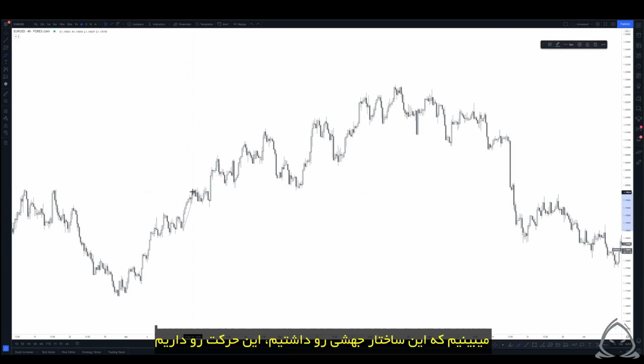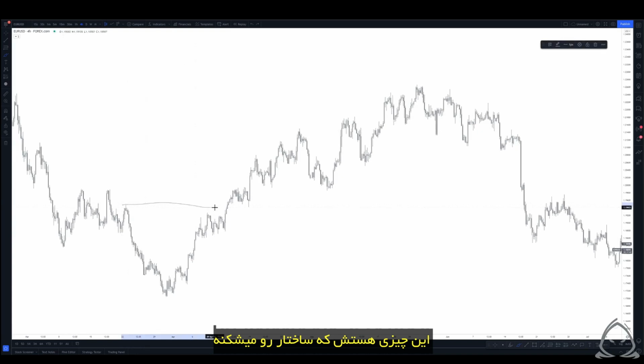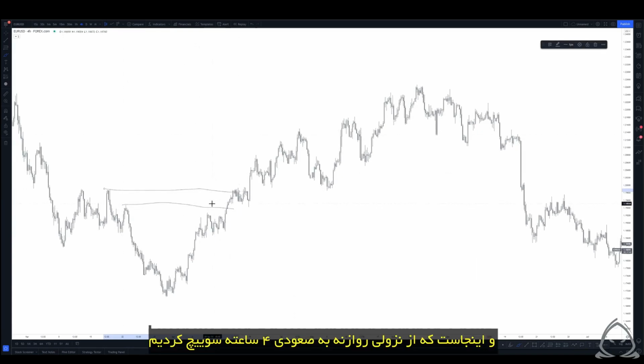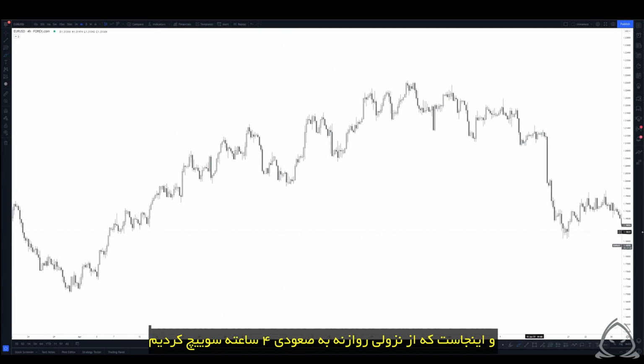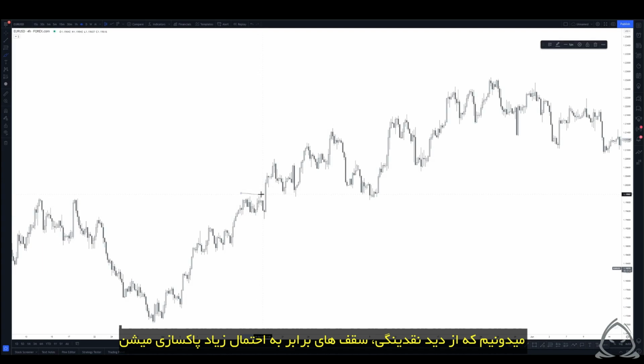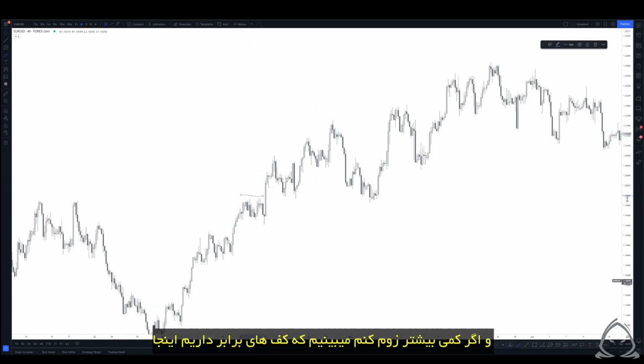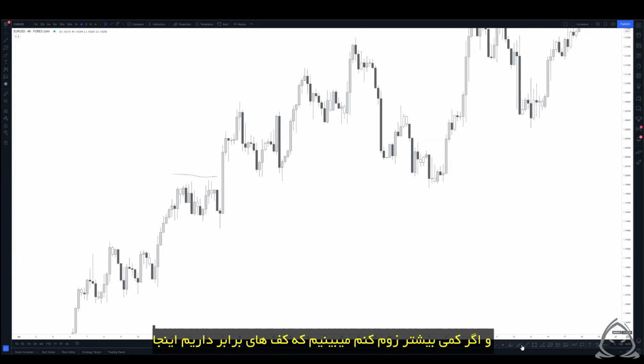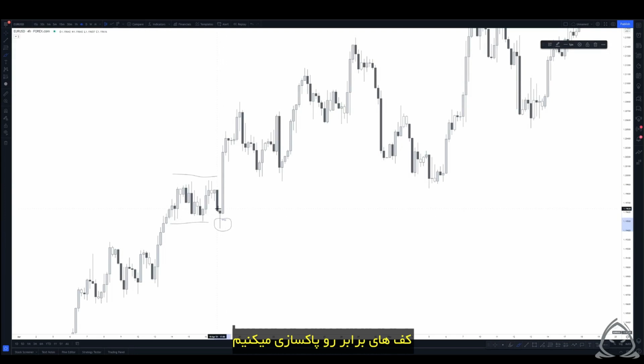What we can see is we have this impulsive structure, this move, which ultimately breaks structure, and we flip from daily bearish to now bullish on the 4-hour chart. We do get equal highs, and from a liquidity standpoint, equal highs are more than likely going to be run. If I zoom in a little bit more, we have equal lows here. What happens? We sweep the equal lows. Great, so now we've taken liquidity.